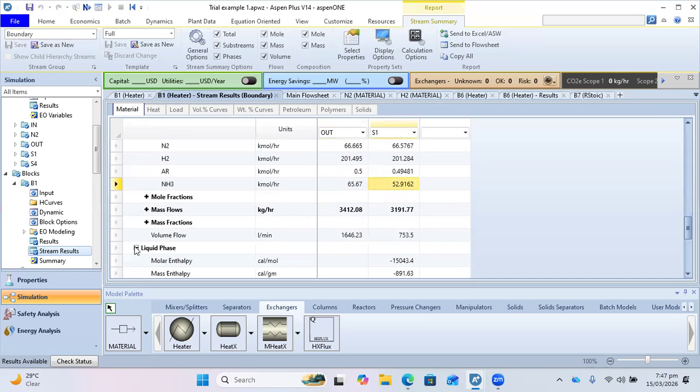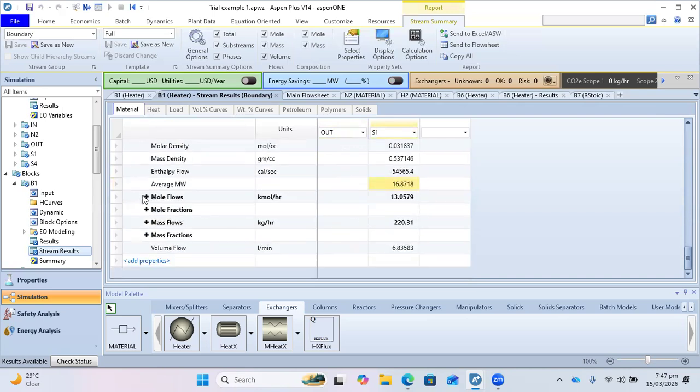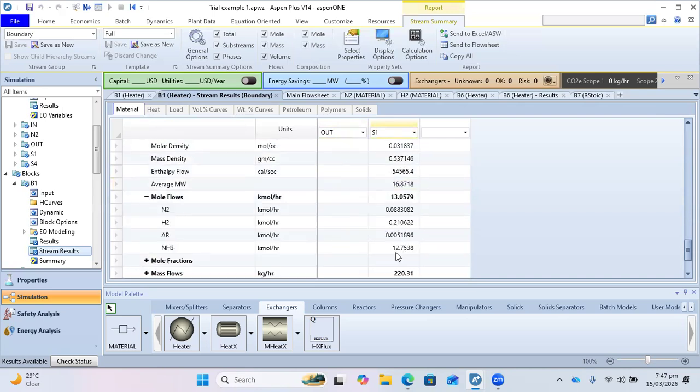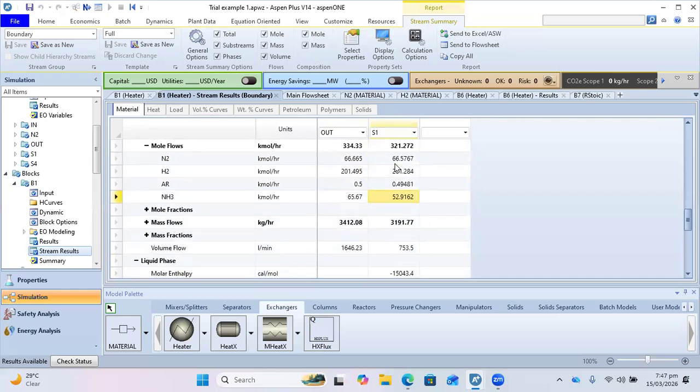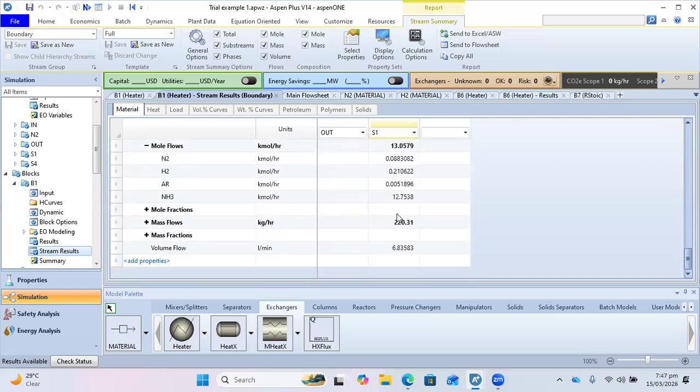So we can click on liquid phase as well and then check the same thing. Oh, I said 7, eh? Oh yeah, it should be around 12. Sorry, my math failed me today. So that's what we'll be getting.